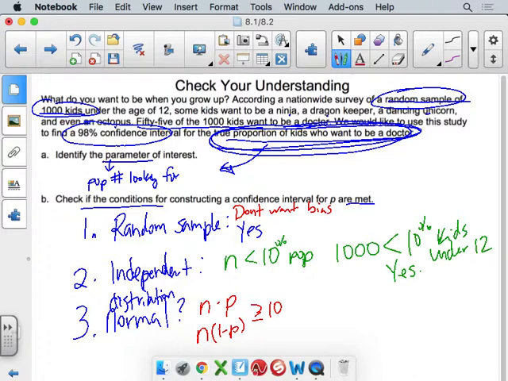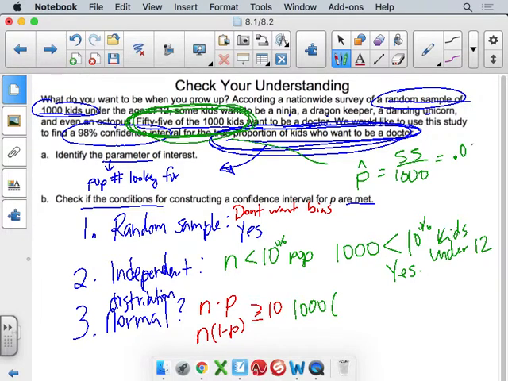So is your sample size related to the proportion big enough? So is it big enough? All right. So our sample size was 1,000. And what is our P? So our P hat was right here at 55 out of 1,000, which is 0.055, so 5.5%.